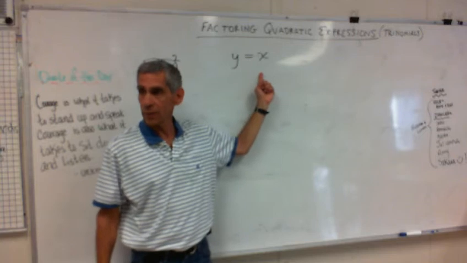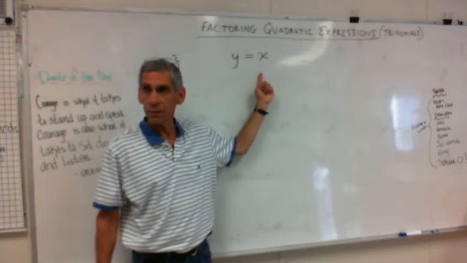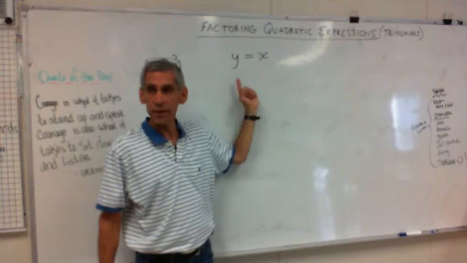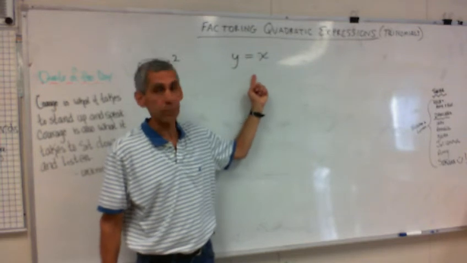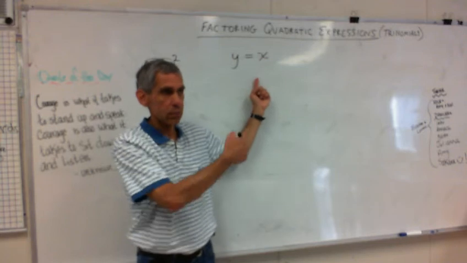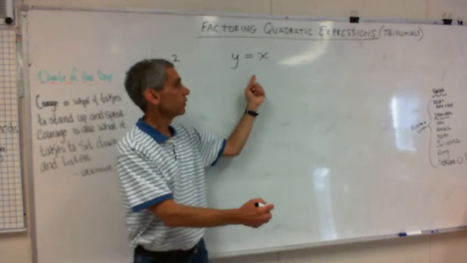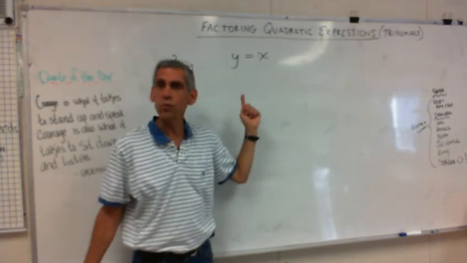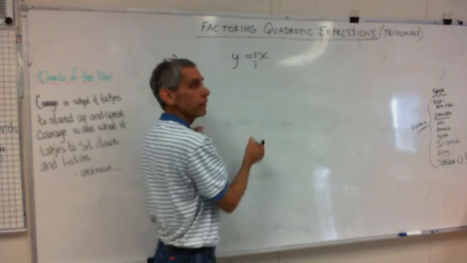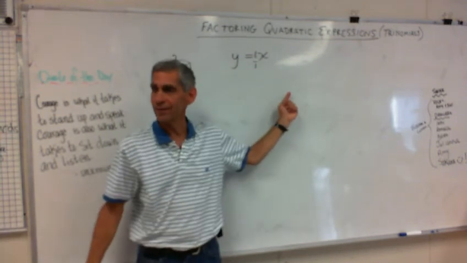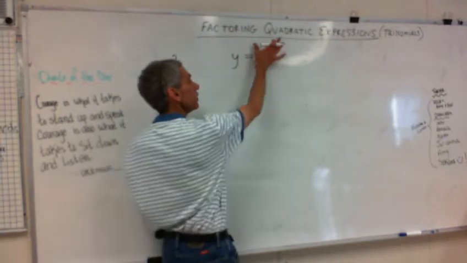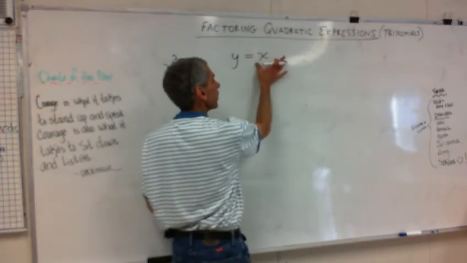What's m? What's the m in this? Y equals mx plus b. What's m? Slope. Right, but what number is it? It's the number in front of the x. It's 1, right? The slope is 1 over 1. That's your slope. What's your b? Plus 0.